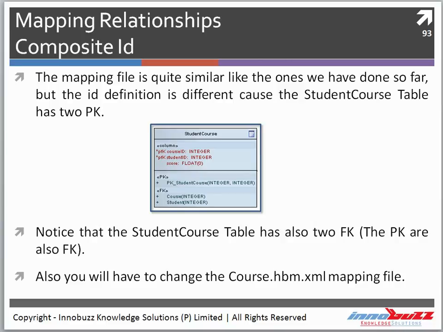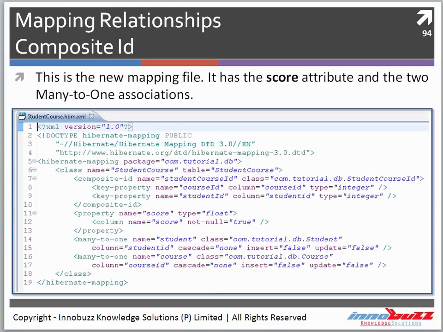Here's the mapping file of the student course entity. Let's start with the ID definition. In this case, we have to use the composite ID element to define the primary key. The key properties are all the fields that compose the primary key, and in this case there are two fields, course ID and student ID.